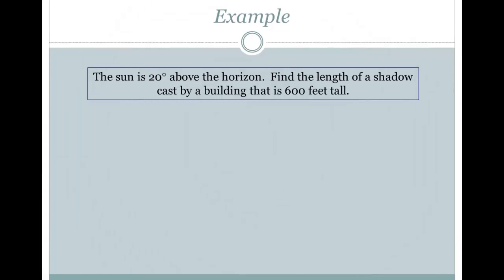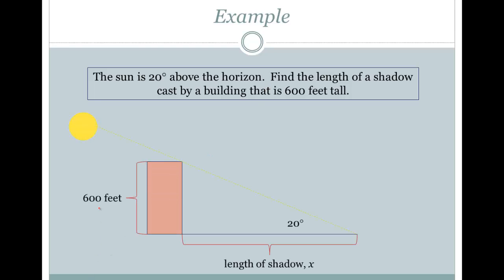The sun is 20 degrees above the horizon. Find the length of a shadow cast by a building that is 600 feet tall. So the first thing you want to do whenever you get a situation like this, a word problem like this, is to draw a diagram. Okay. So here's the sun. Here's my 600-foot building. I'm looking at the shadow. The length of the shadow is going to go from the edge of the building all the way to the ground like that. And so I'm basically looking for this side here.